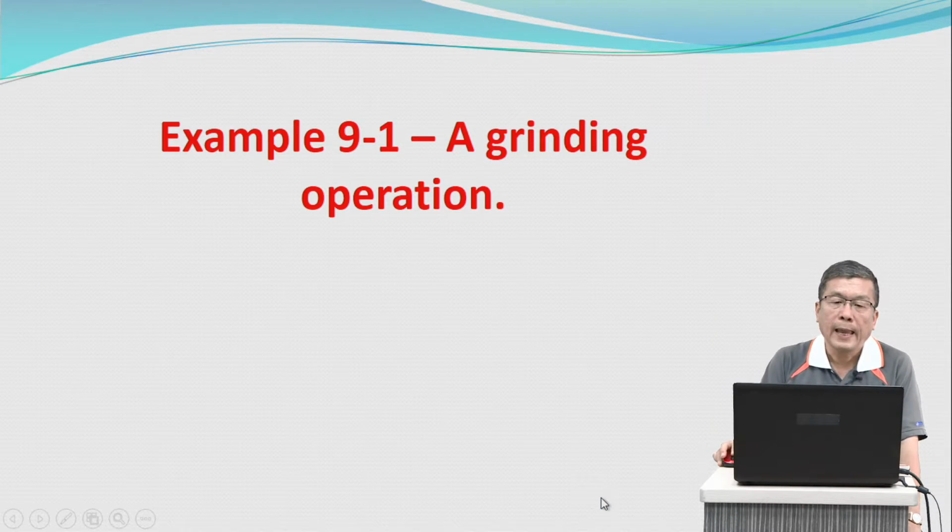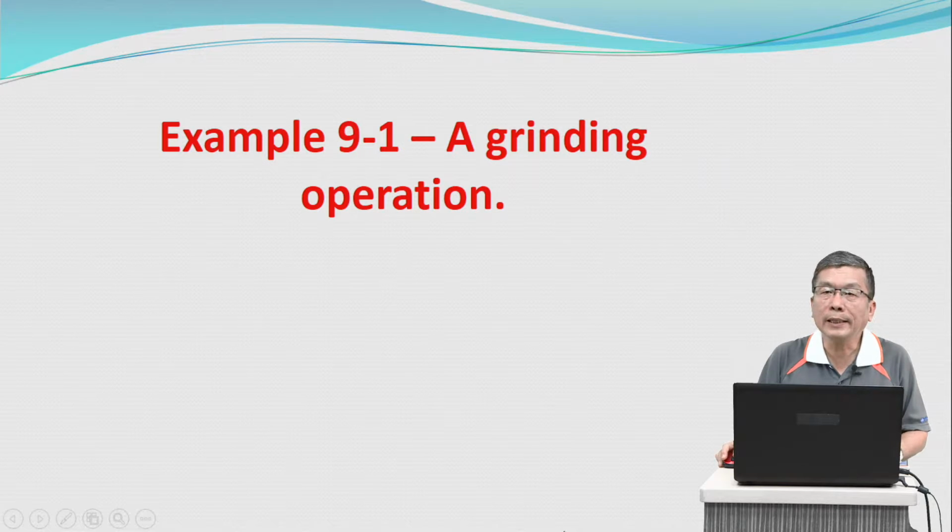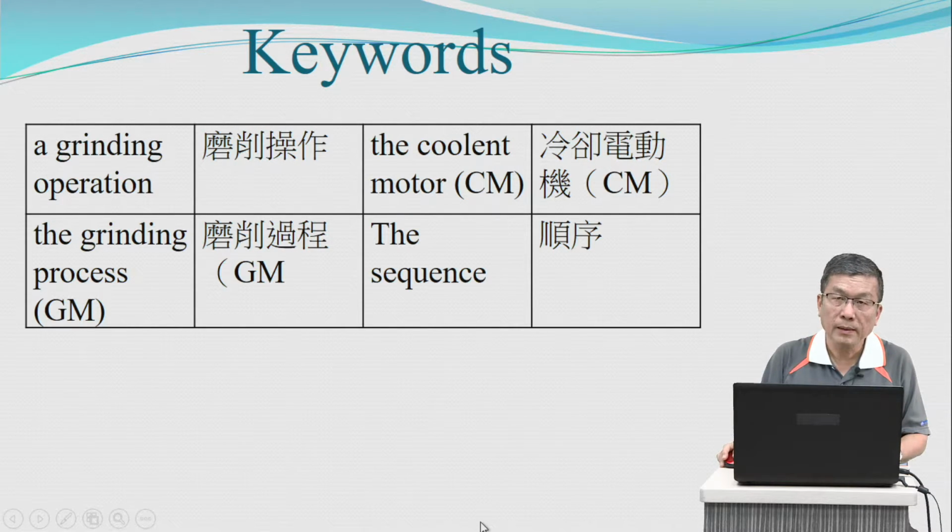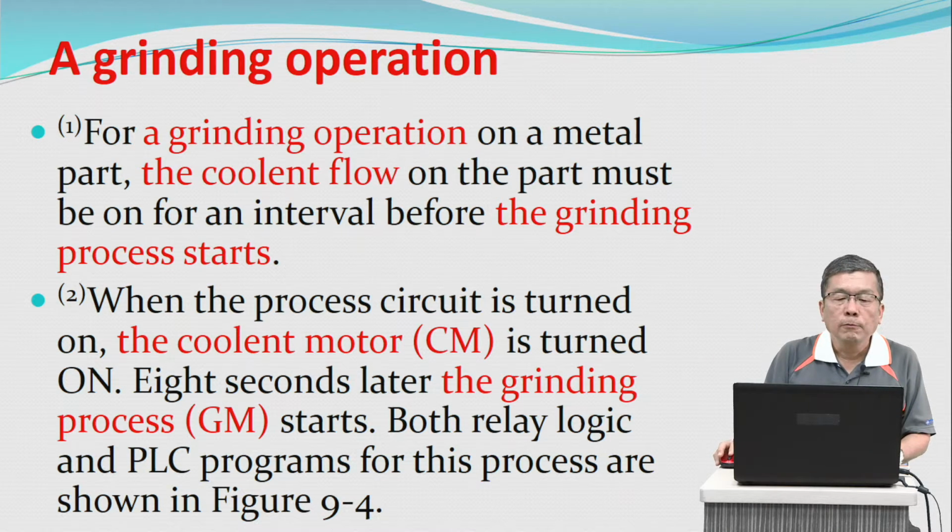Example 1. A grinding operation. The keywords: grinding operation, the coolant motor, the grinding process, the sequence. For a grinding operation on a metal part, the coolant flow on the part must be on for an interval before the grinding process starts.